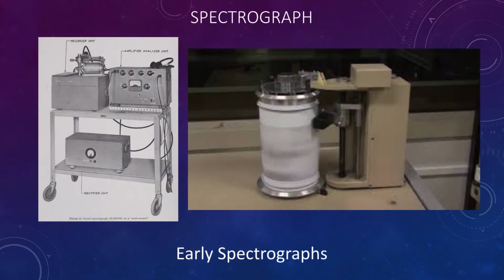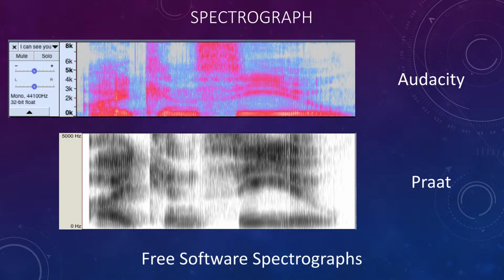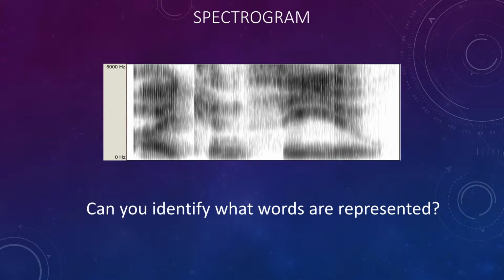The first spectrographs were extremely sensitive devices and tremendously expensive. Today, you have access to a number of free software programs that will create spectrograms. Audacity is one, and we will use Praat in the lab. It is difficult to use the information in a spectrogram to determine what word or sound is being spoken, but it does give us information about the acoustic properties of a sound.